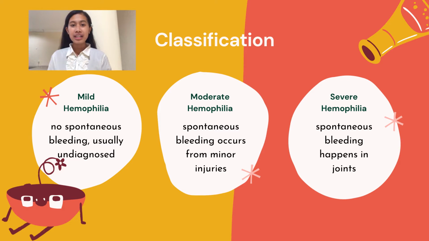Based on the severity, Hemophilia A is classified into three types. The first is mild hemophilia, second is moderate hemophilia, and third is severe hemophilia. In mild hemophilia, there is no spontaneous bleeding and it is usually undiagnosed. In moderate hemophilia, there is no spontaneous bleeding unless it is triggered by minor injuries. And third is severe hemophilia, where there is spontaneous bleeding in the joints.